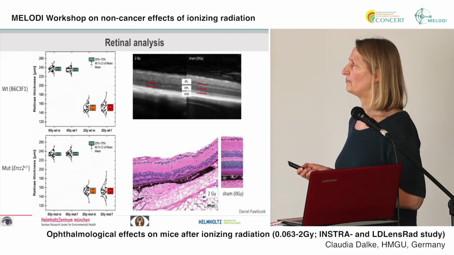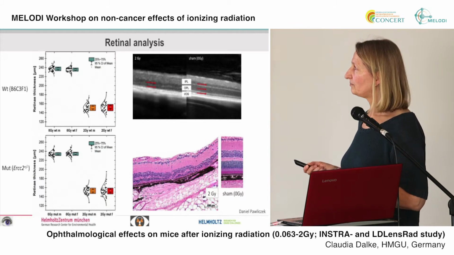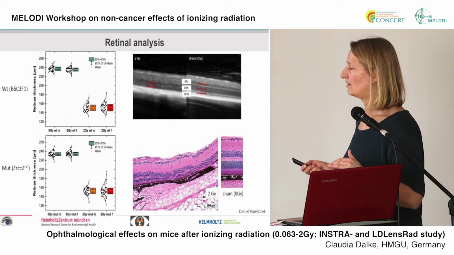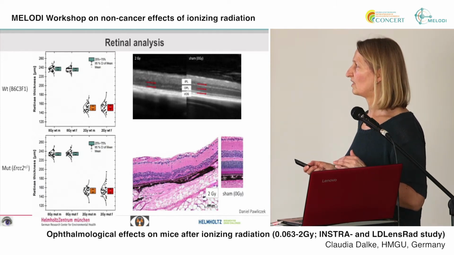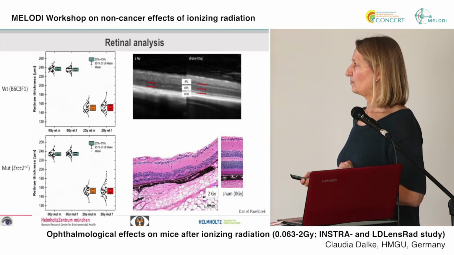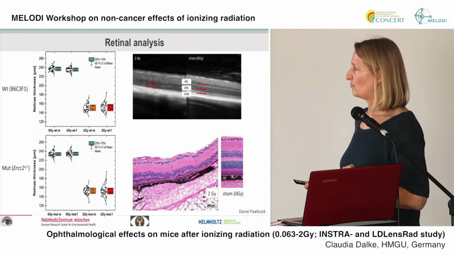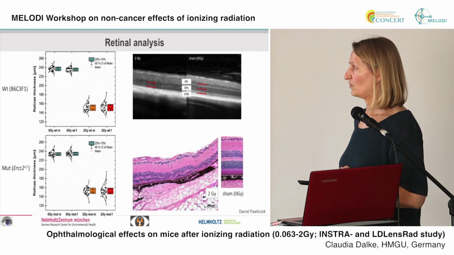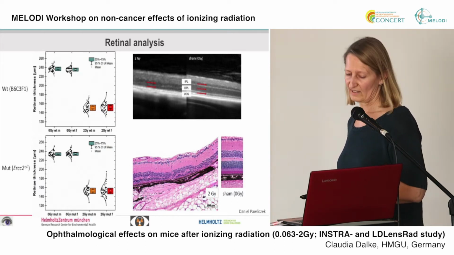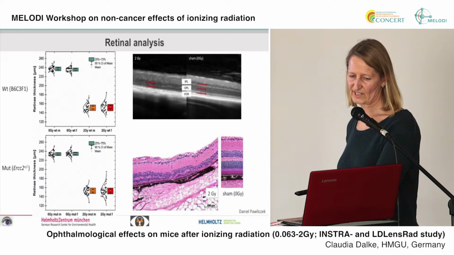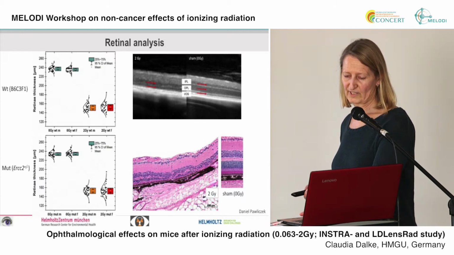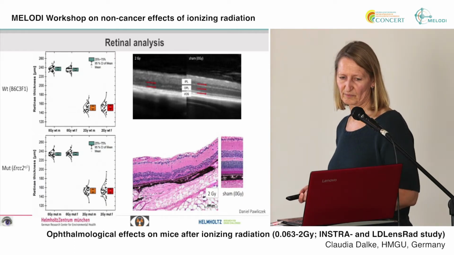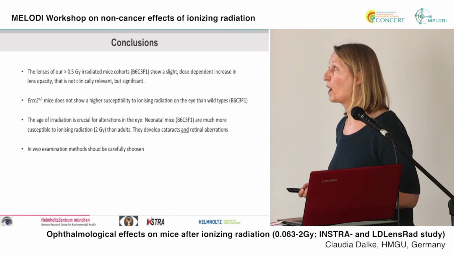Here, the IS and OS, the inner and outer segments of the photoreceptor cells, are thinner or nearly missing. In the histological picture you can clearly see that the photoreceptor cells are diminished, compared to a sham-irradiated mouse. It can be clearly seen in these graphs. So the retina is clearly disturbed and much thinner. Let's come to the conclusions we can draw up to now.